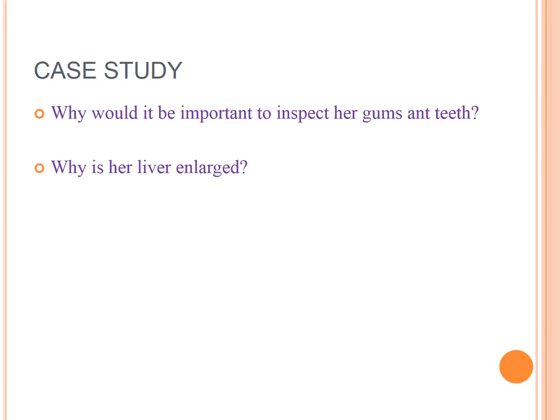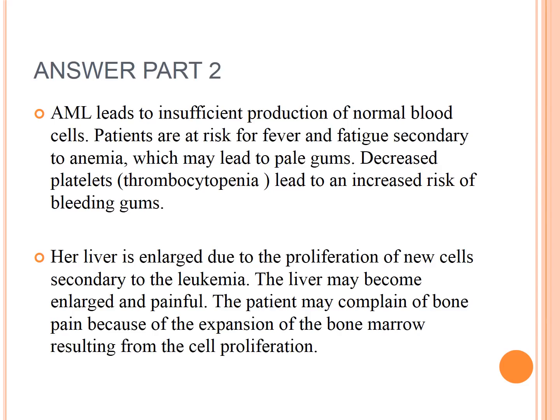So think of the risk for bleeding when inspecting her gums and teeth. They may have bleeding gums. Okay, so with decreased platelet counts, they could have bleeding gums, and that would be your sign and symptom. If they don't know why, you want to check their platelet counts, because most oftentimes their platelets are going to be low in instances like this.